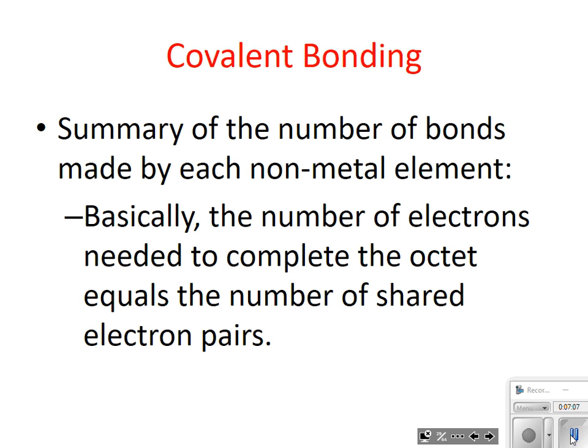I'll give you a second here to write this down. The summary of the number of bonds made by each nonmetal element, the number of electrons needed to complete the octet.